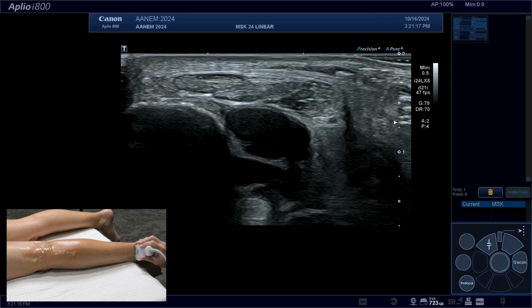To begin this scan, the patient is positioned prone on their belly. A linear ultrasound transducer with a high resolution should be used for optimal imaging. The sural nerve is best visualized initially at the level of the ankle. To find the sural nerve, the transducer should be placed short axis at the posterior aspect of the lateral malleolus.